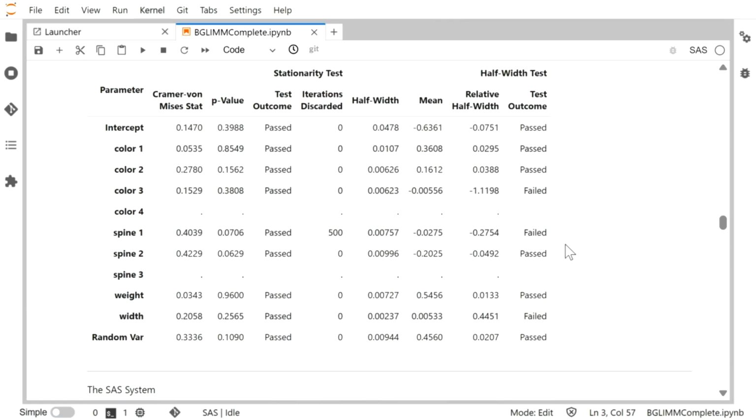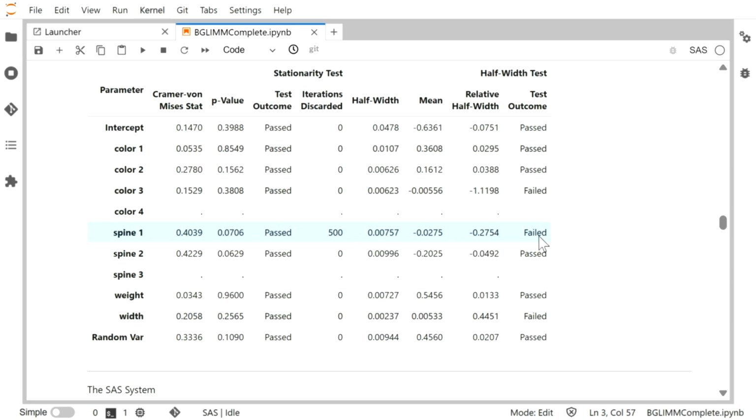Heidelberger-Welch: do you have consistency in the variability of tracing out the distribution of the posteriors? And the half-width test is, do you have a long enough saved chain to talk about the posterior mean adequately? Don't you just love it when tests actually say passed or failed on it? Yeah, I love it too. Danny, something failed. Oh my gosh, we have to try something completely different. No, no, no, no, no.